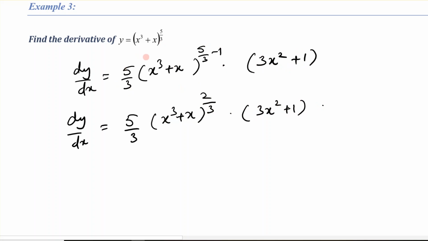So don't forget your derivative of inside. That's the most common mistake that students make. They tend to forget that they need to multiply with the derivative of inside.